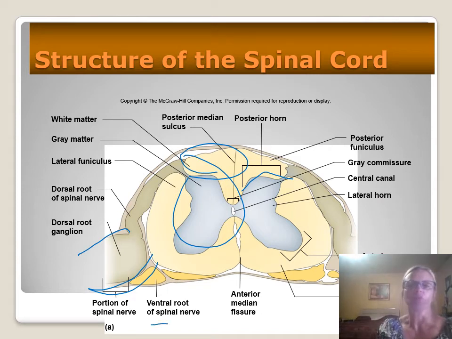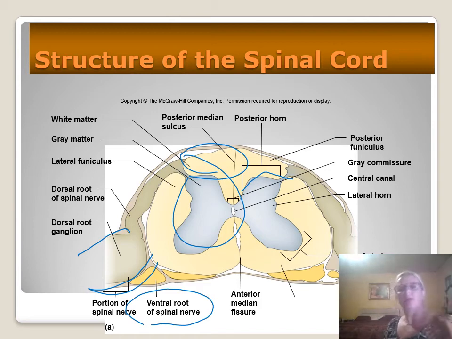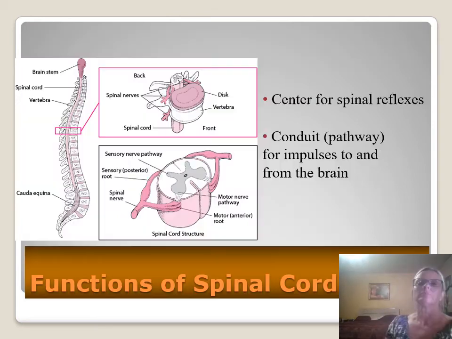Here's the ventral root down here. I didn't think I could see it, but it's there. So dorsal, think dorsal fin, like a shark has a dorsal fin, and ventral is going to be on the opposite side of that. We have two functions for the spinal cord. It's the center for spinal reflexes, and it's also a conduit for the impulses that are going in and out of the brain. So it's a pathway for those.